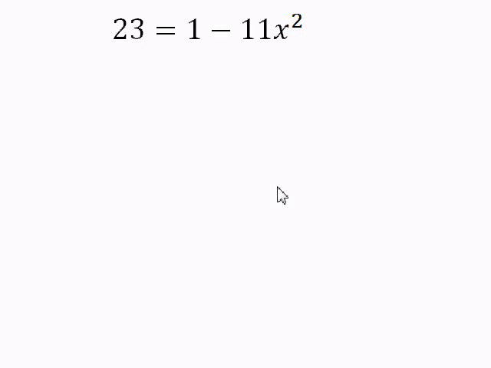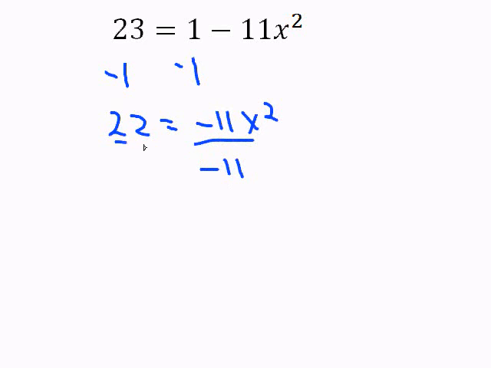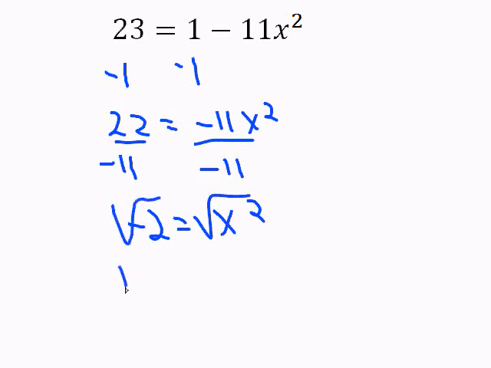Taking a look at this example, we need to get x by itself, so we're going to subtract 1 from both sides, giving us 22 is equal to negative 11x squared. Divide both sides by a negative 11, giving us negative 2 is equal to x squared.